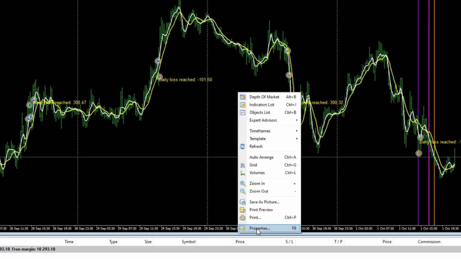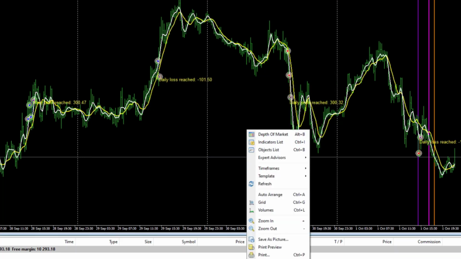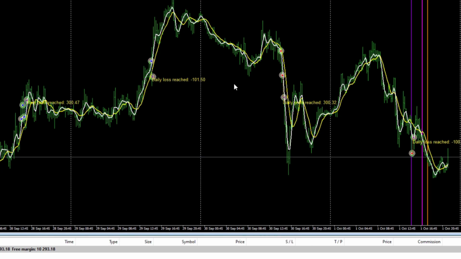And how you do that, just as a reminder, you click on show period separators in the properties of the screen. So you get into the properties by clicking down there. The other thing is it helps to put the moving averages on the screens, because then you can see how the decision making has happened.